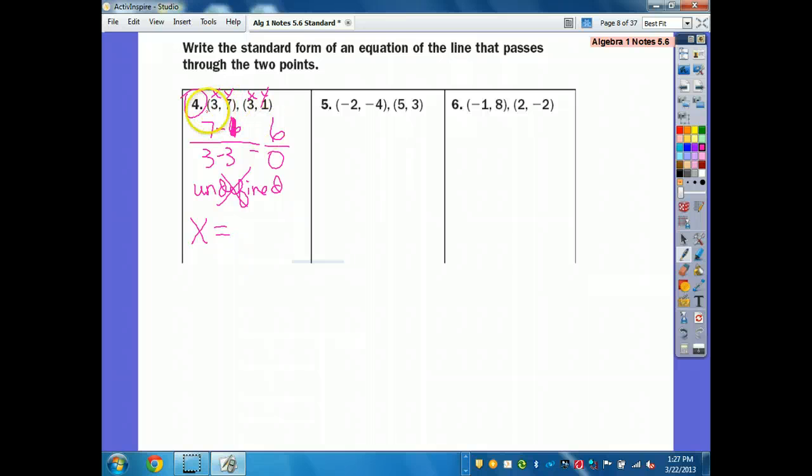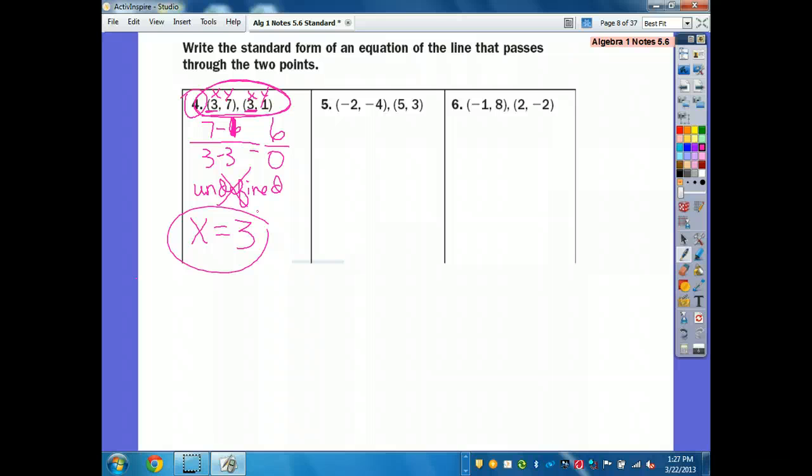Really? Look at my ordered pairs up here. My x here is a 3, my x here, they're the same. My x is a 3. So that's all I can do on that kind. You're wishing the whole worksheet was that easy, right? Yeah. All right, now let's get down to the good ones.